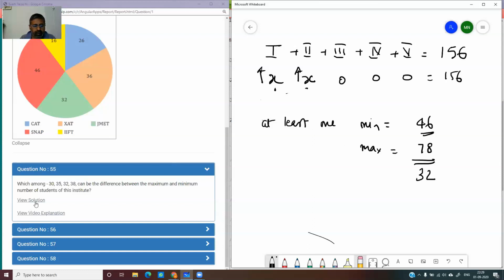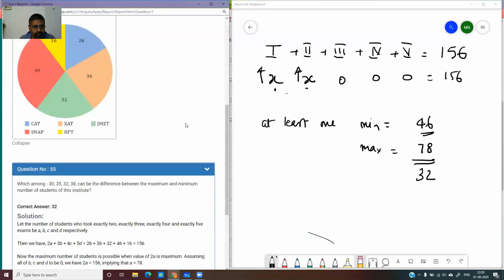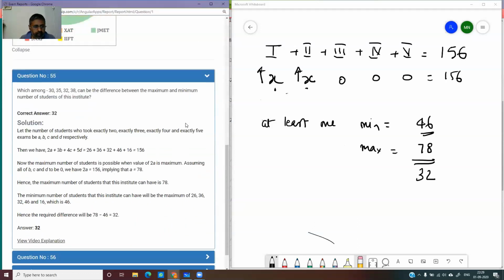Is it okay? Okay, fine. Now we'll just look at the solution. I want you to go through the solution also, just to understand it. See what they've given. They've taken that approach. They've taken the 2a, 3b, 4c, 5c, 5d. That's perfect. There's no problem with that. And the sum is 156 because they've taken a as exactly 2.